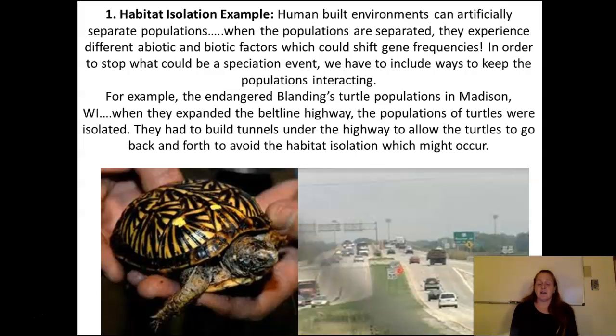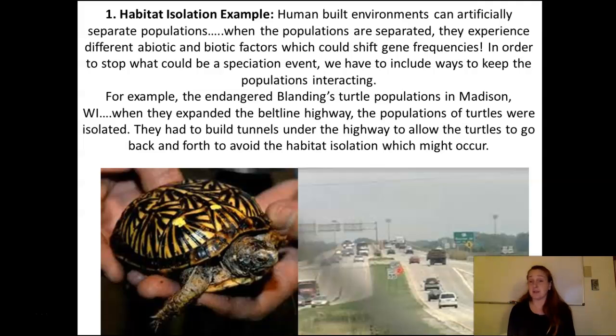And sometimes what will happen with the Department of Transportation is they'll get mandates that say, if you're going to expand this project, if you're going to build this highway, you have to make sure that the individuals from the population can still move back and forth. We can still have that gene flow between the populations. You're not isolating them and separating them from one another.